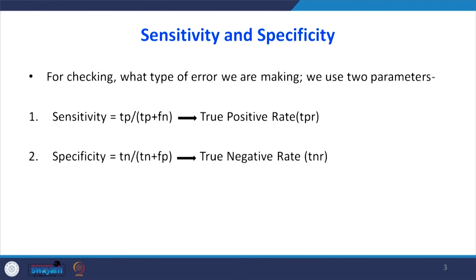There are two very important terms: one is sensitivity, and the other is specificity. For checking what type of error we are making, we use these two parameters. Sensitivity is also called the true positive rate. I have shown this in our previous lecture: it is TP divided by true positive plus false negative. Specificity is the true negative rate: true negative divided by true negative plus false positive.